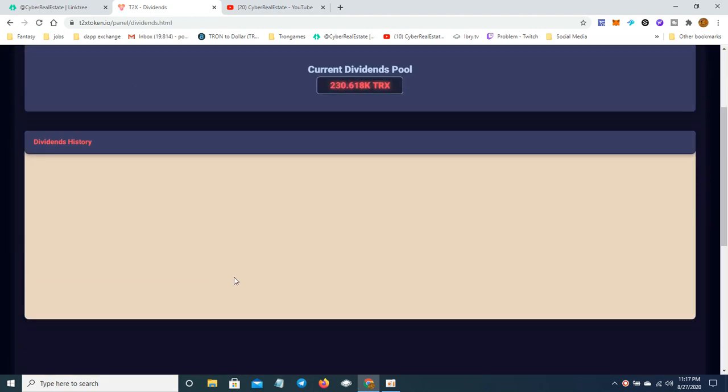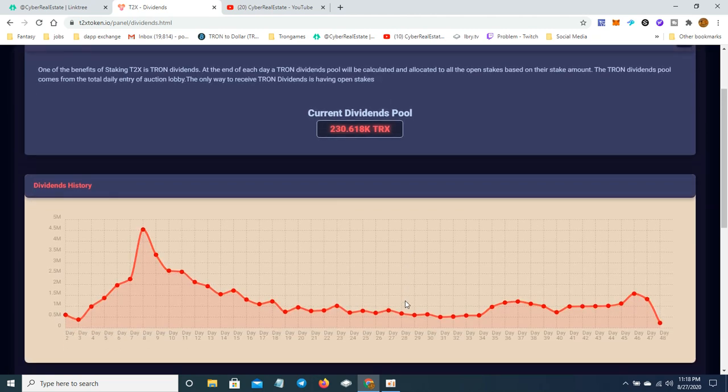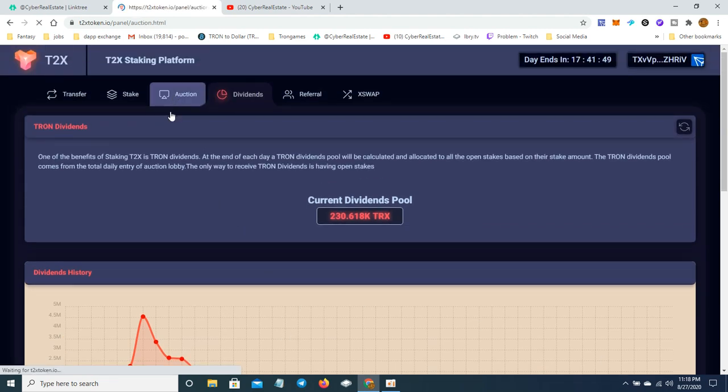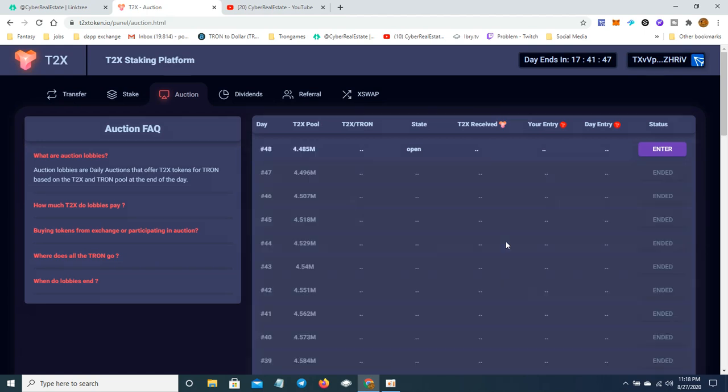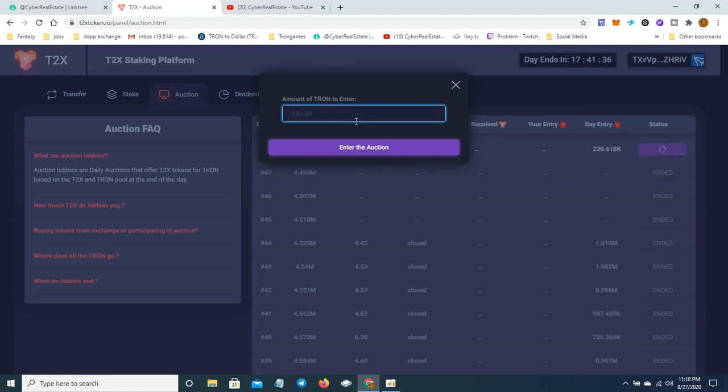So today, the dips were, drum roll, around 1.4 million, right? On people purchasing, putting Tron in to get T2X of Tron, 1.4 million. I already collected my rewards, so let me enter some Tron in the lobby and get my bonus.